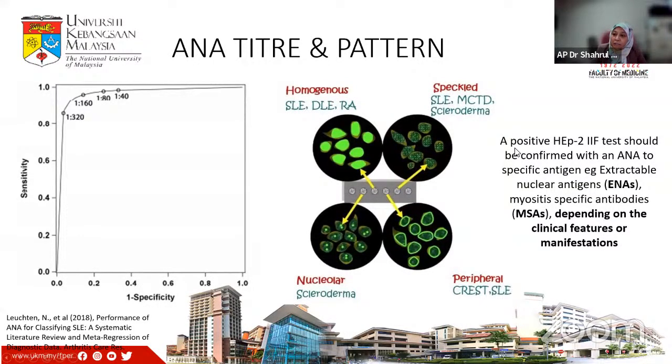It is recommended that if you have an ANA positive, it should be confirmed with extractable nuclear antigen to determine the specific antigen of this ANA, and also myositis specific antibodies, but these all depend on the clinical features and manifestations. When you order a subsequent test, you have to first look at the clinical picture, because these tests are very expensive. So it is recommended that you proceed with the specific antigen, either ENA or MSA, depending on your clinical assessment.